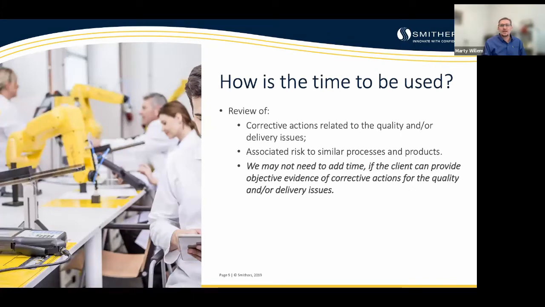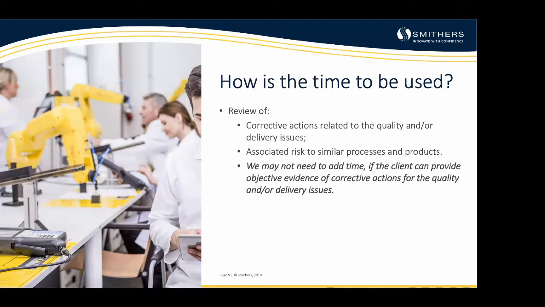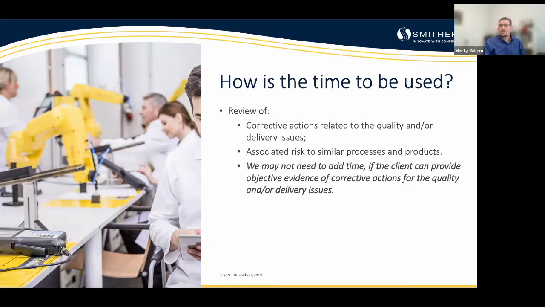The expectation with the RBAD time is that it's used specifically for the quality and or delivery issues that are causing the reduction in performance against the customer metric. Also, the time needs to be used to look at if there are any risks to other products or processes, and focus always on that particular OEM, but certainly on other OEM customers if there are similar processes, or products very similar in nature as well. So that's how the time has to be used. It can't be used for anything else.